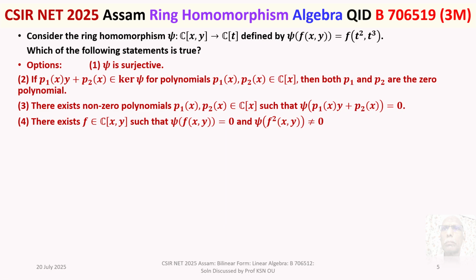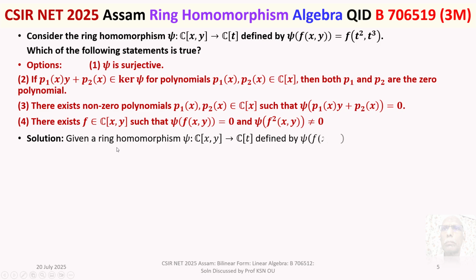Right. Let's now discuss the solution of the problem in detail. We are given a ring homomorphism psi from C[x,y] to C[t] defined by psi of the polynomial in 2 variables f(x,y) is equal to f(t^2, t^3). Agreed. Let's take option 1. Psi is surjective. Is psi surjective? That's the question.